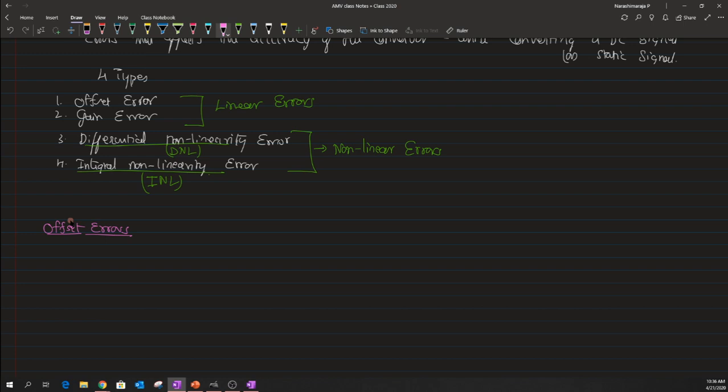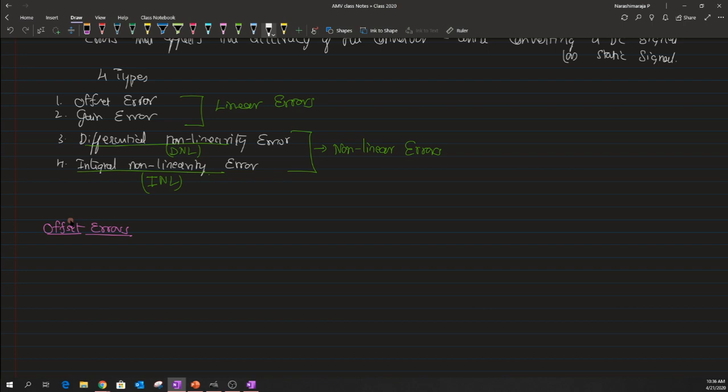Okay, so I'm going to define, under each condition, how to read these errors. Under each different data converter, how to read these offset errors and how to eliminate those errors out of the characteristic graph. So first, let me begin with the definition of the offset error. What do we mean by offset error?